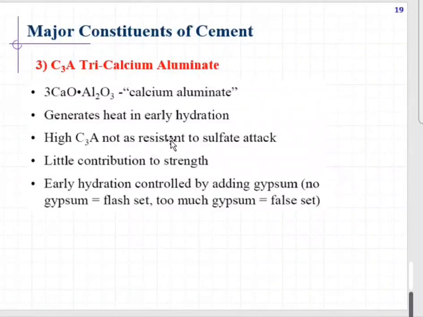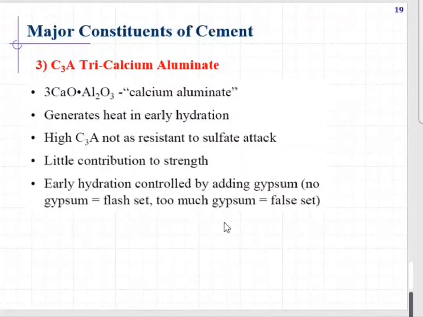Tricalcium aluminate. This is the third compound, the third major constituent of the cement. It is used for early stiffening, or it generates high heat of hydration. A high amount of C3A means that you have early stiffening of the cement. It will decrease the setting time. And if you have high C3A within the cement, it cannot be used for resistance to sulfate attacks. However, it generates a lot of heat of hydration.